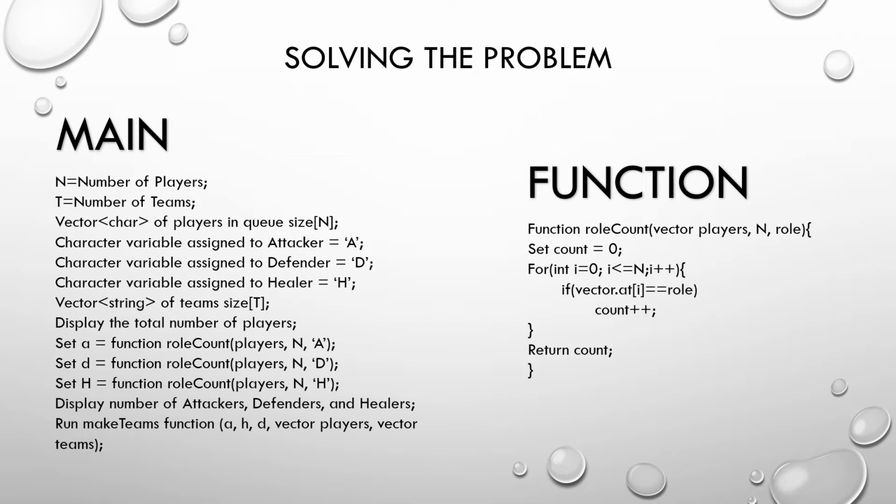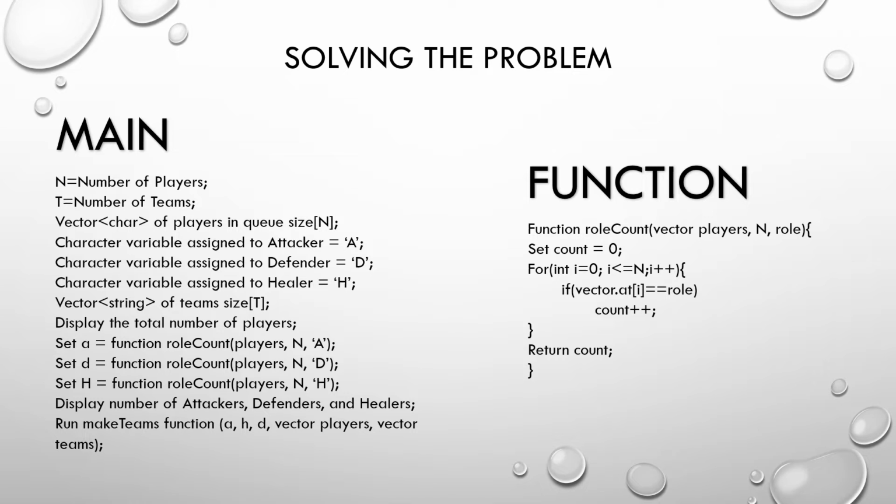So the way I went about solving this problem is I used n as my number of players and t as my number of teams, although neither n nor t are actually used, since I just used the size of the vector for the number of players and the size of the vector for the number of teams. So I have a vector of players, and the size is n, which is the total number of players in the queue. Then we have a character variable assigned to attacker, which is a, defender d, and healer h. Then we have another vector of teams, which would be the size t.